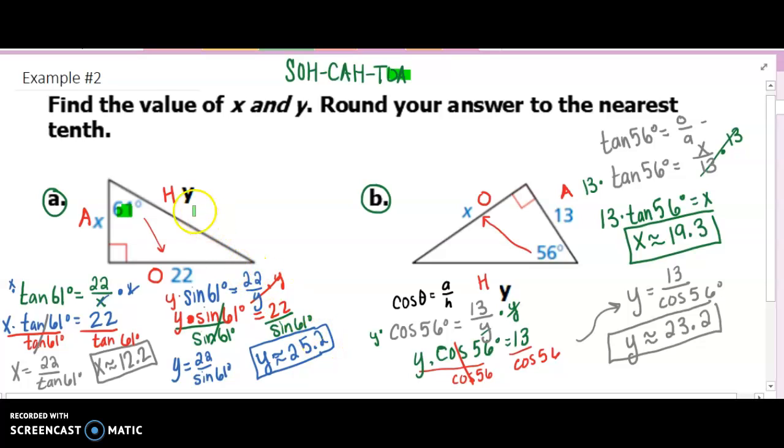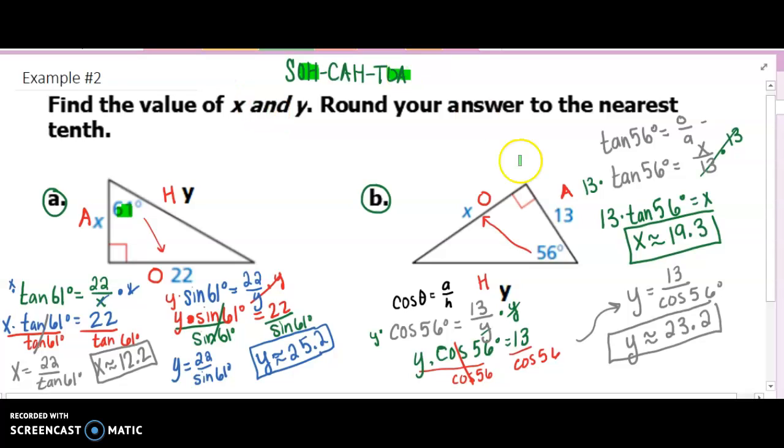To solve for my y, I look up here in my h, my hypotenuse is y, and once again I have my opposite, so I'm going to look up here and see where opposite and hypotenuse go together. Well, right here with sine, so I'm going to use sine. So I say sine of 61 is opposite over hypotenuse, so 22 over y, and then I go through and solve and I get y equals 25.2.